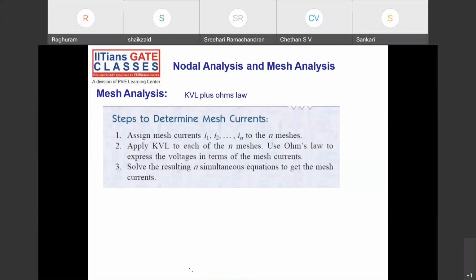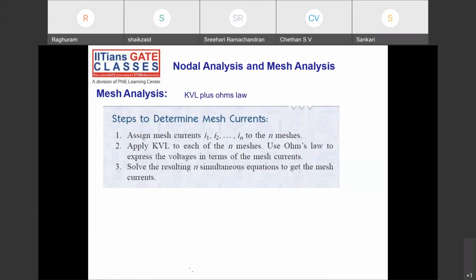Now coming to mesh analysis. Is it clear? Super node and nodal analysis? The concept of super node and nodal analysis. Okay, now we will see mesh analysis.